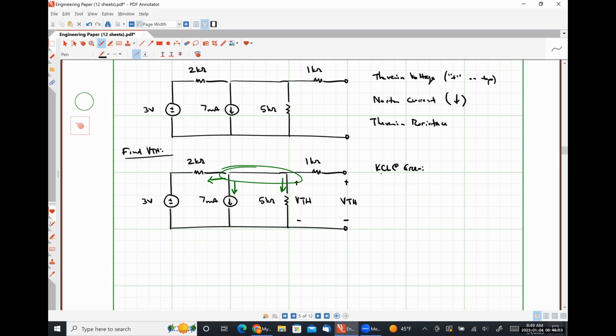So KCL at green node, I'm going to have (VTH minus 3 volts) over 2 kilo ohms plus 7 milliamps plus VTH over 5 kilo ohms is equal to 0. One equation, one unknown.